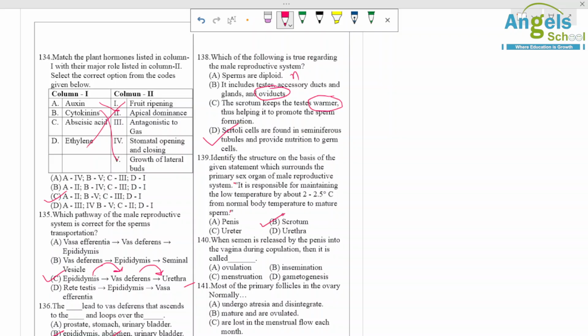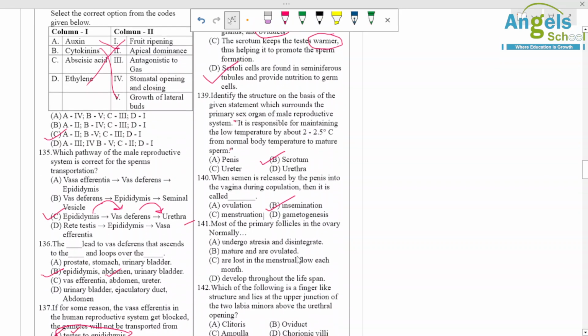Question number 140. When semen is released by the penis into the vagina during copulation, then it is called. So the process is called insemination. This is a direct definition, the definition of insemination.